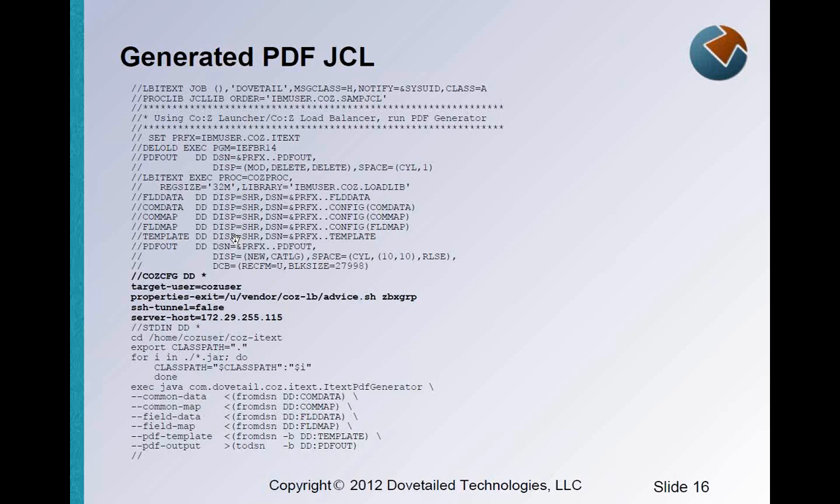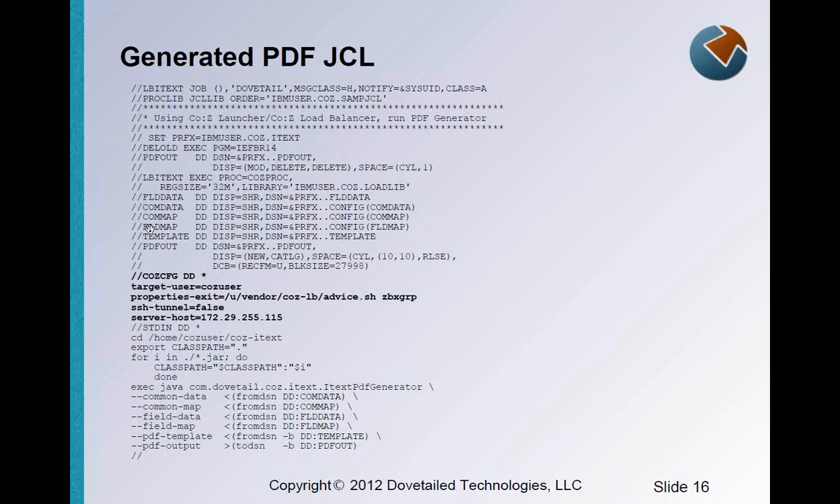Now, what's changed is, notice that at the top here we're still invoking the Cozy launcher via Cozy proc, but in this case we have a lot more DDs defined. We have a DD defined for the field data. That is, this is going to be the data that we're going to change on a per row basis based on what we've read from our database. We have the field map. This is the map of fields inside the PDF template that we're going to use to replace that data with.